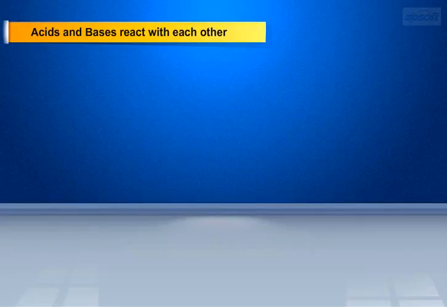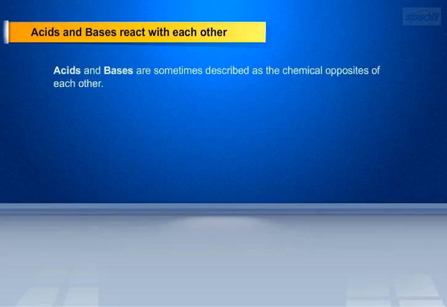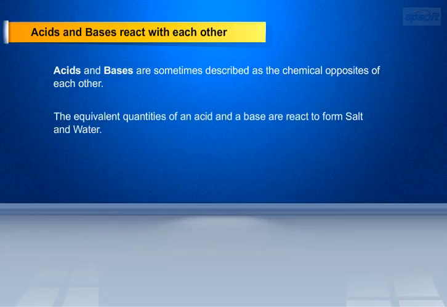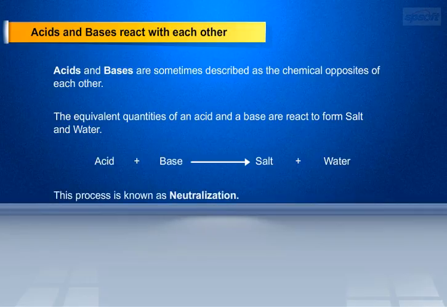Let us discuss the reaction of acids and bases with each other. Sometimes acids and bases are described as chemical opposites of each other. Equivalent quantities of an acid and a base react to form salt and water. The word equation is acid plus base on reaction produces salt plus water. This process is known as neutralization.